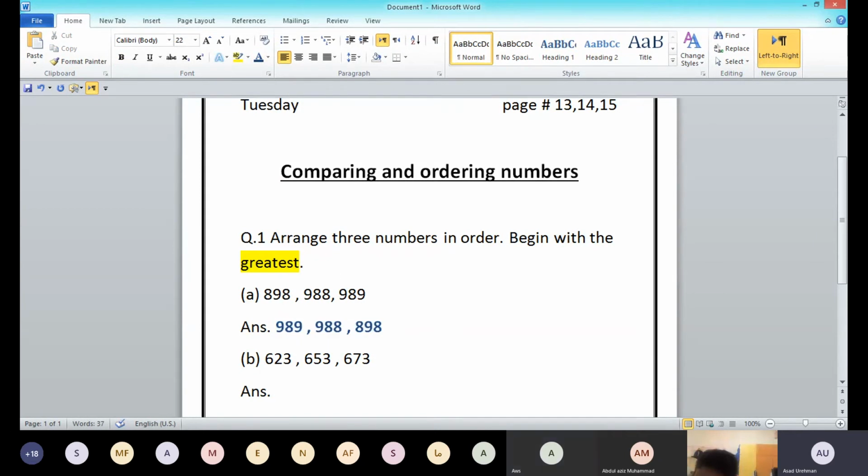Now for part B. I am in A. Yes, for part B now. I am in A. I don't write A. Okay.